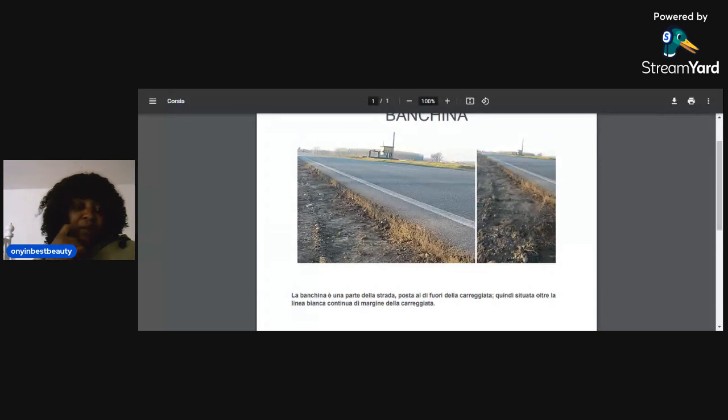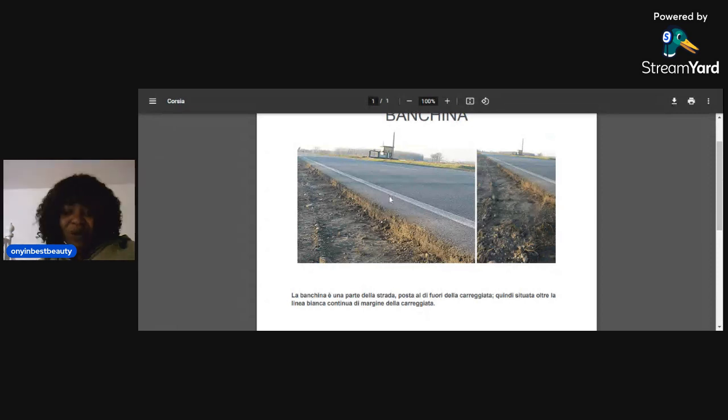Okay, so guys, this edge beside this continuous line, this particular place you're seeing here, is what they call banchina.